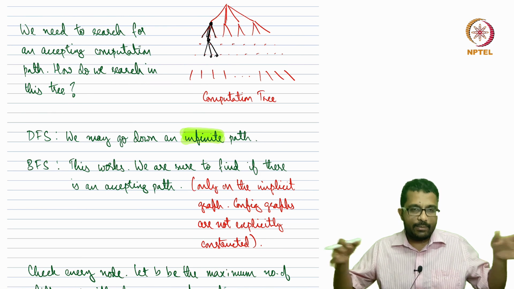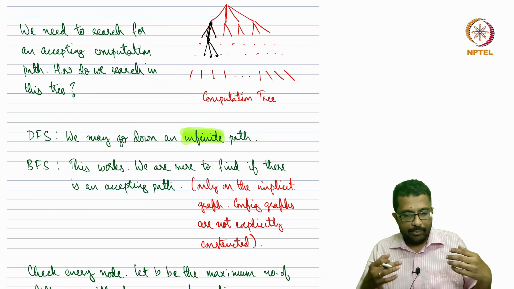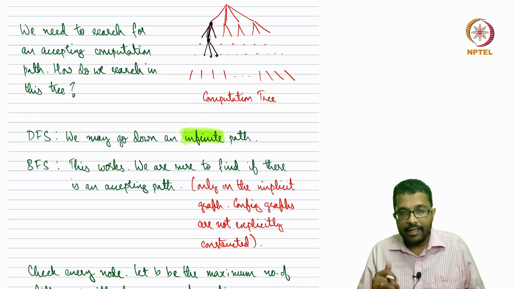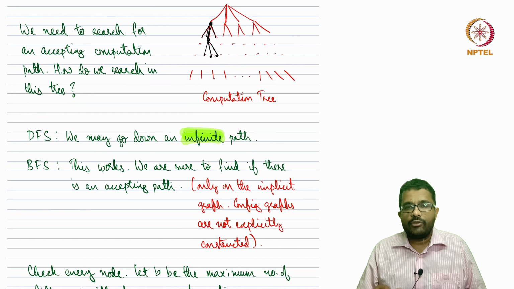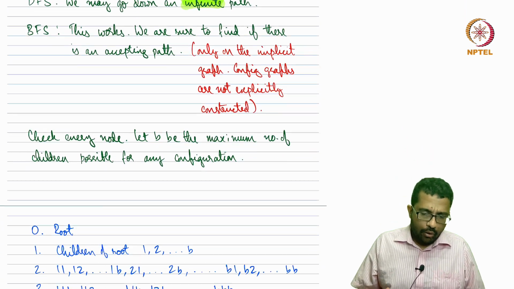We will not explicitly construct this graph and maintain the adjacency or anything like that. So this will be an implicit graph.